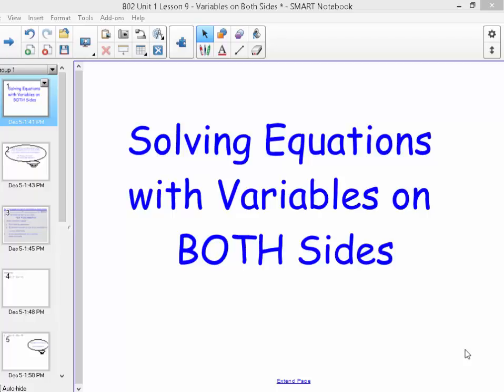Alright, today we're going to step it up on you a little bit. We're going to actually start solving equations with variables on both sides. So what this means is, traditionally up to this point, every time you've been solving an equation, you've only had one variable and it's only been on one side of the equation. Now what's going to happen, it's still just going to be one variable.